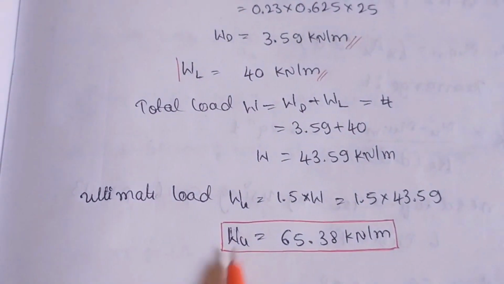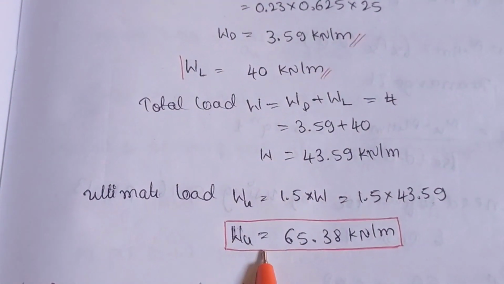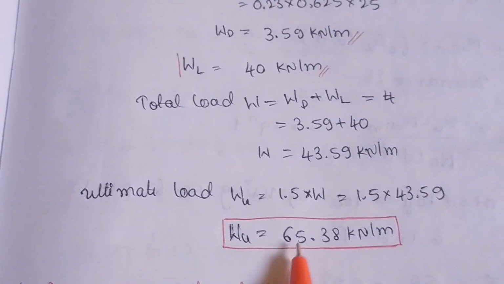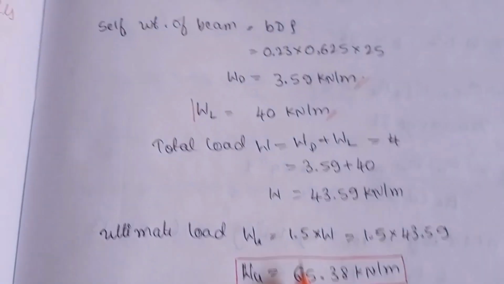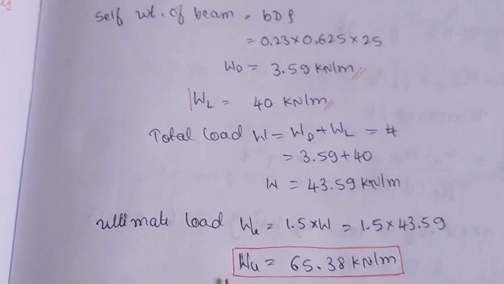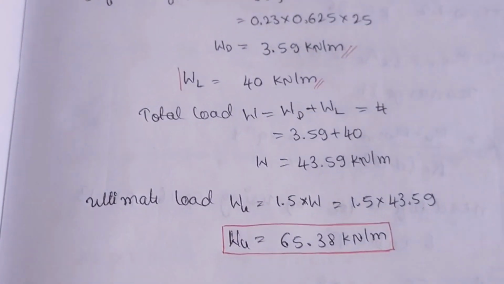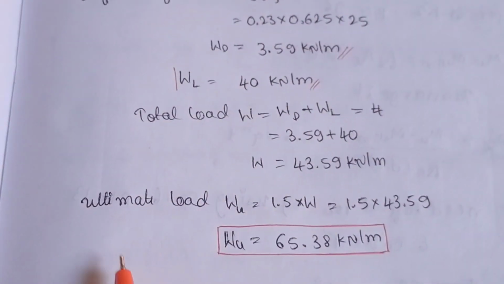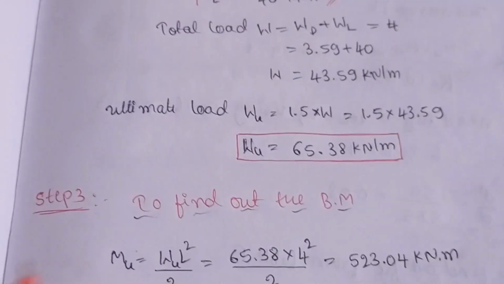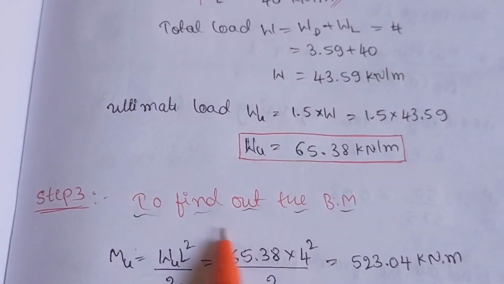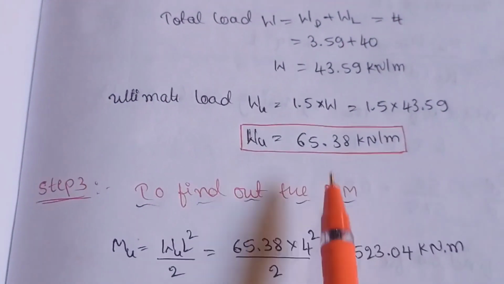After simplifying, we'll get our ultimate load equal to 65.38 kilonewton per meter. So this is the process for calculation of the ultimate load. After this, we'll go for the calculation of bending moment. So step 3 is to find out the bending moment.